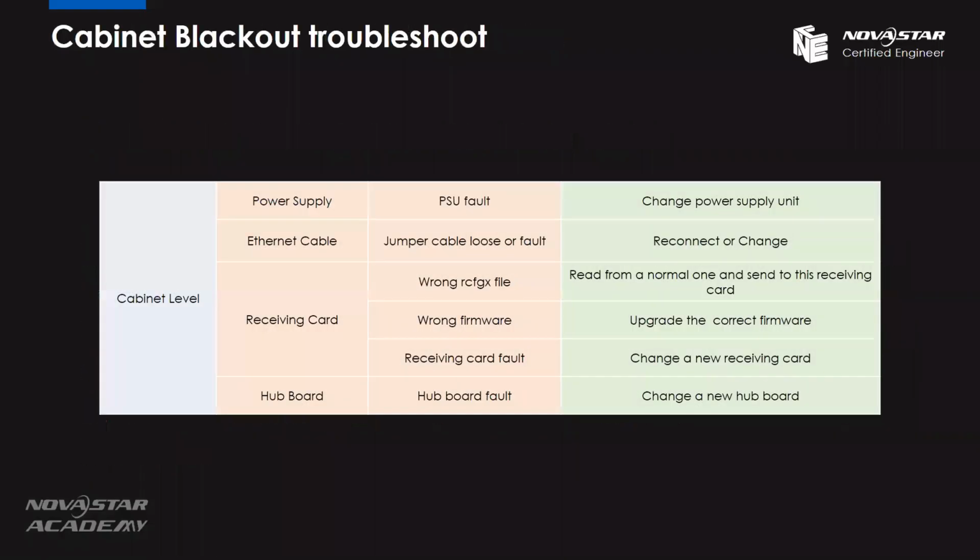Okay. And for the second question, if we met a cabinet blackout, what could be the possible reasons? So the potential cause could be the power supply, right? So we may need to change the power supply unit and the Ethernet cable, and you mentioned that. So maybe it could be a jumper cable loose or fault. And for the receiving card side, there may be some other details we need to troubleshoot. Maybe it's a wrong RCFG file, or maybe it's a wrong firmware, or maybe it's a receiving card hardware fault. So we're just doing the right thing to correct it.